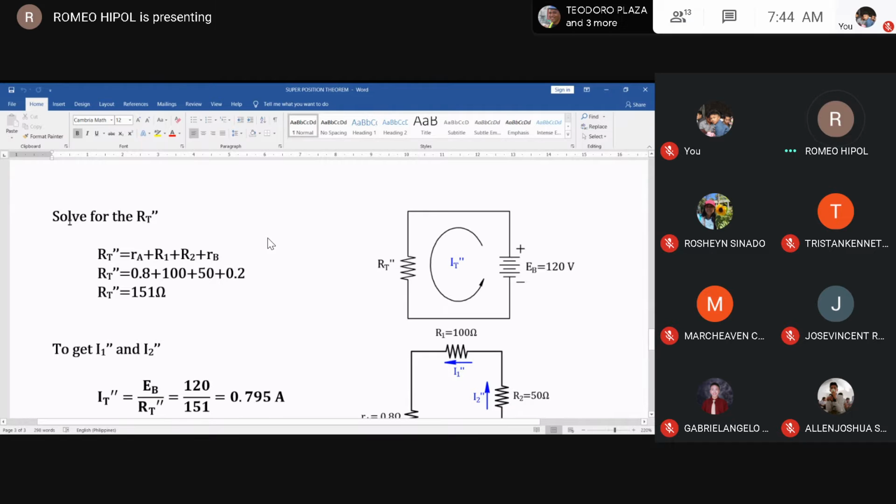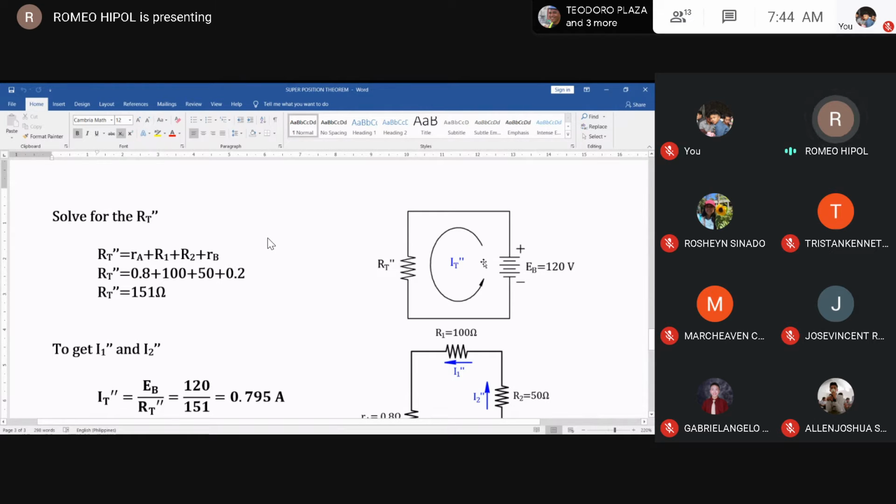Okay, so let's proceed. Getting the total resistance first. Nakuha. So ulitin ko, hindi kayo pwedeng magkamali ng current direction with respect to the effect of a single source. Naintindihan? If you're going to use conventional current flow, i-apply nyo sa lahat ng circuit.